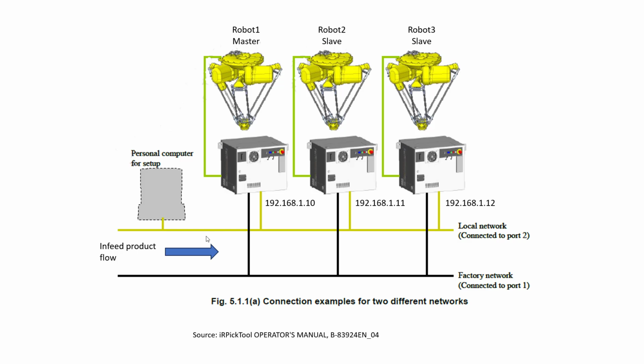We're going to have the infeed conveyor flow in this direction. And we're going to have the master robot controller and the slave controller, each one with its own IP address, starting with the lowest value on the master robot controller.